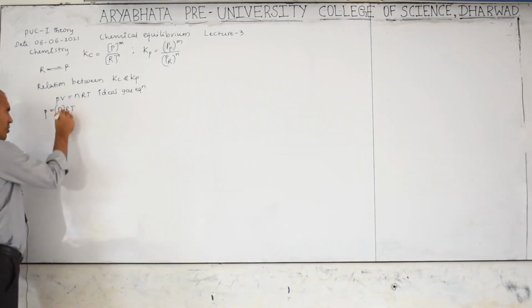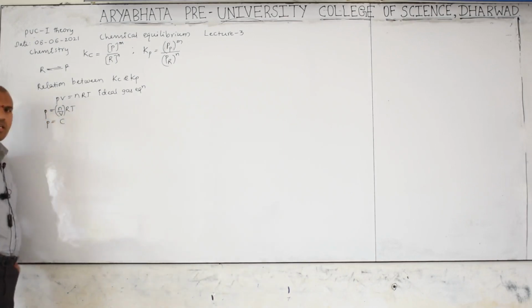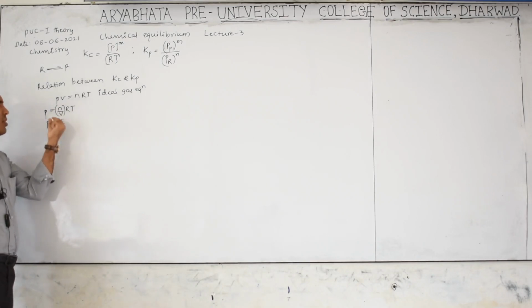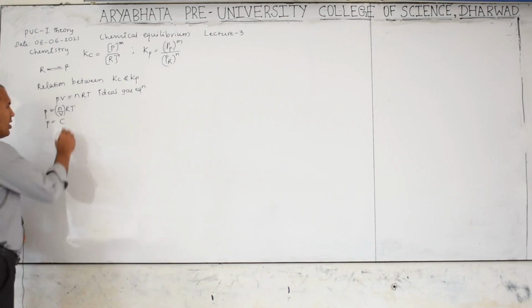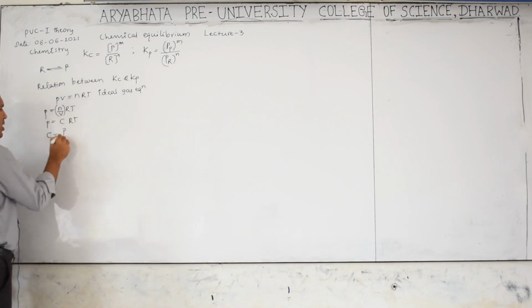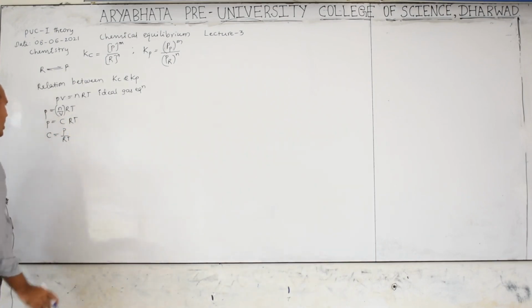This n by V is known as concentration, the number of moles in a given volume. Concentration I want to denote with C. So P is equal to C RT. Now C is equal to P by RT. I hope this is very clear.